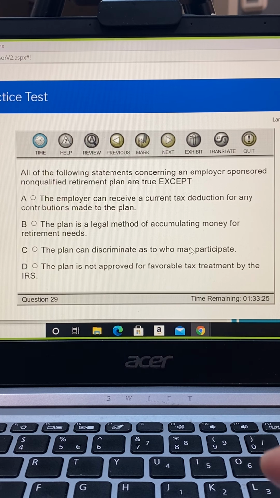All of the following statements concerning an employer-sponsored non-qualified retirement plan are true except.